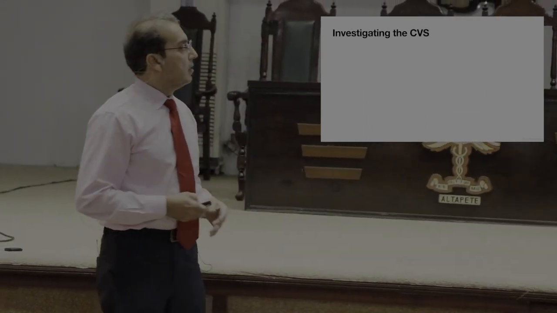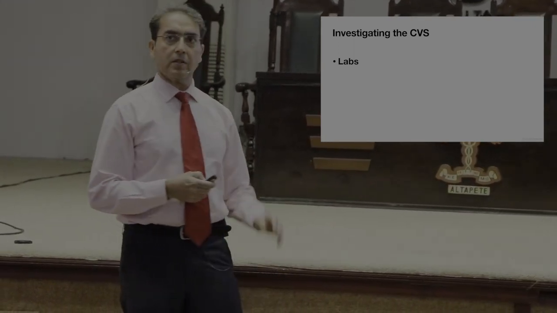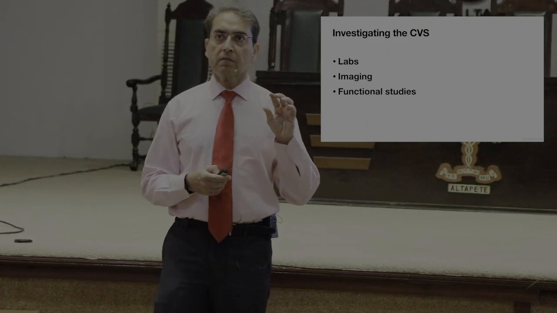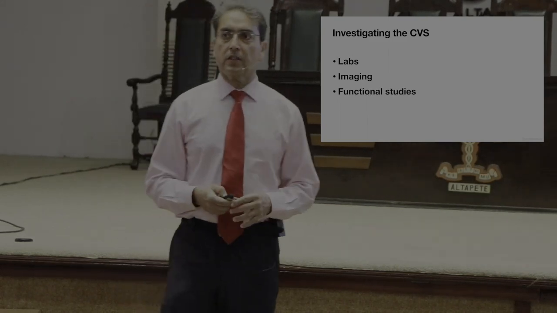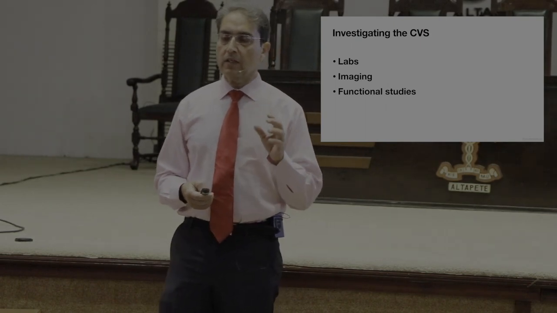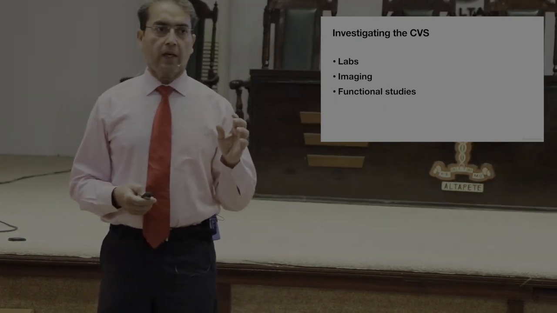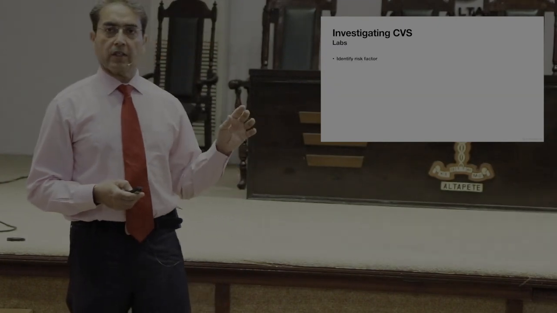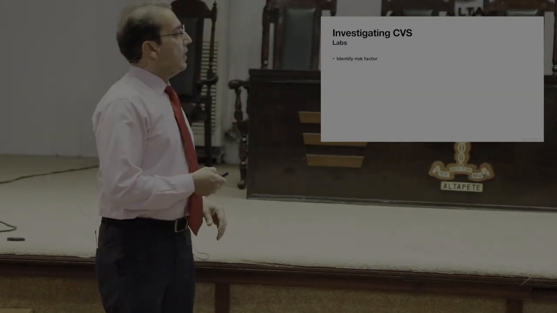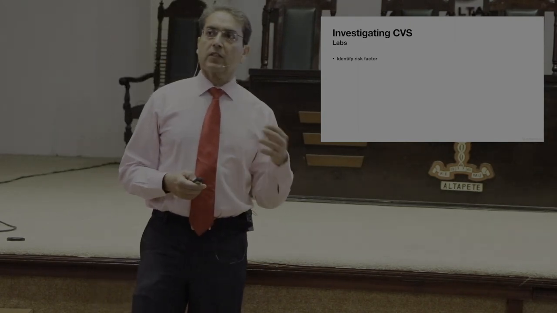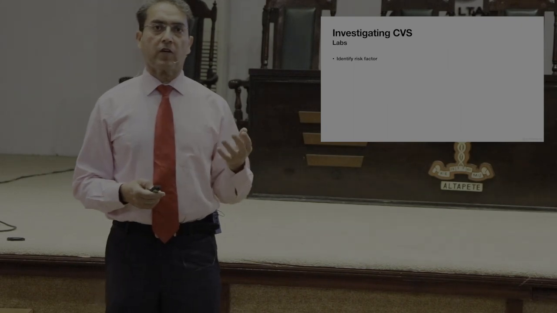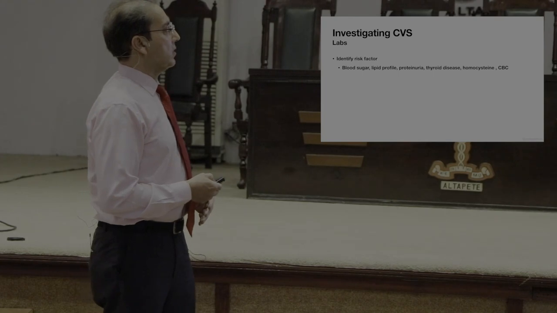That's it. So when you investigate the cardiovascular system, we use three different sets of settings. We need labs, imaging, and functional studies. So we go for some lab studies, imaging studies, and some functional studies. Now the lab studies. You identify the risk factors. What risk factors are present in this particular patient for developing some sort of ischemic heart disease or cardiovascular disease?